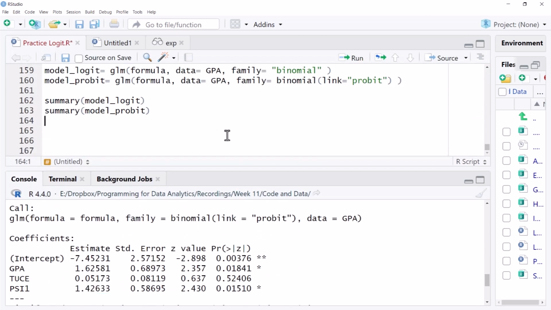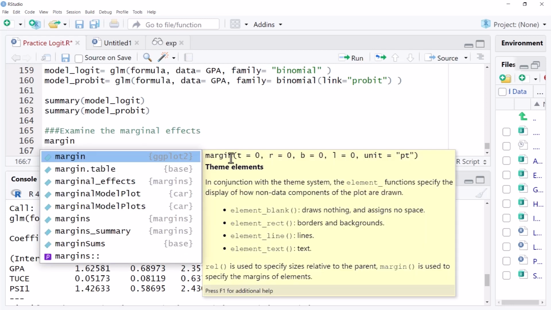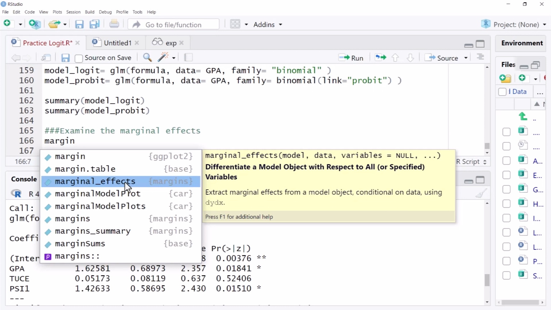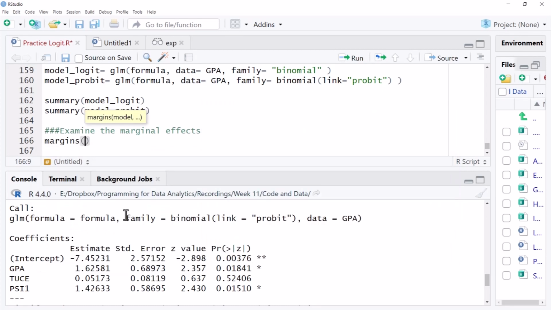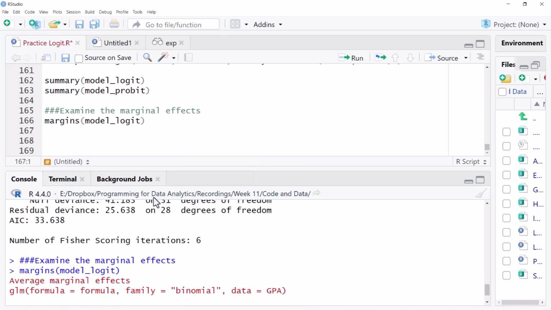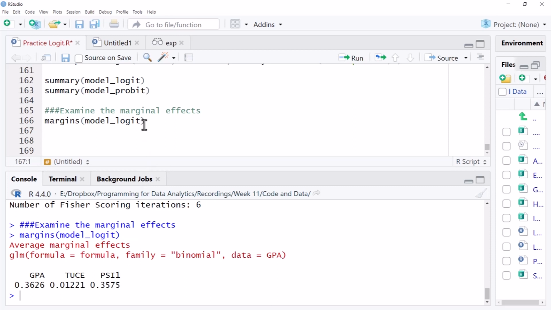We need to examine the marginal effects. For that, we can use the margins command. For model_logit, you can summarize that, and you can see the average marginal effect. Now these marginal effects can be interpreted in terms of probabilities.